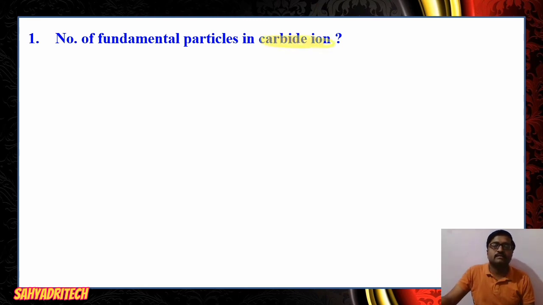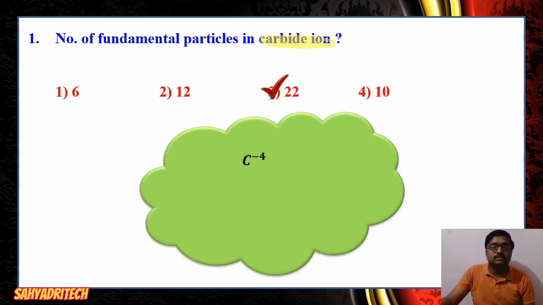Carbide ion is. First we look for the options. So 6, 12, 22 and 10. Yes, what is the answer? 22. Number of fundamental particles they are asking. Okay, total 22. Now carbide means say C4 minus.